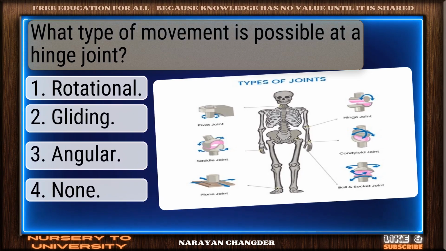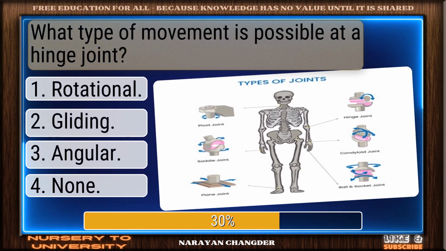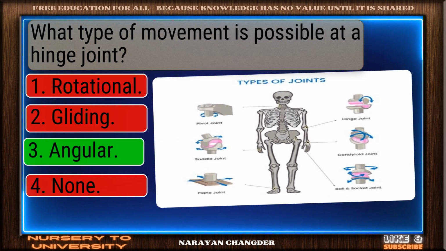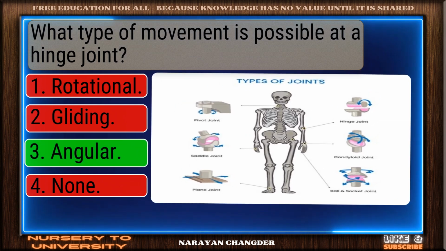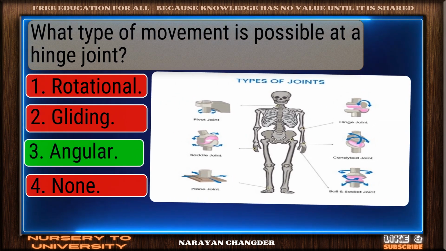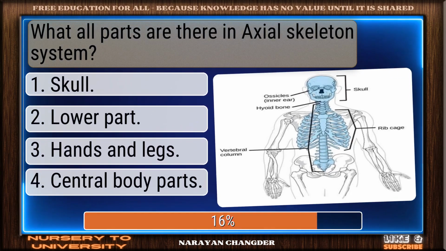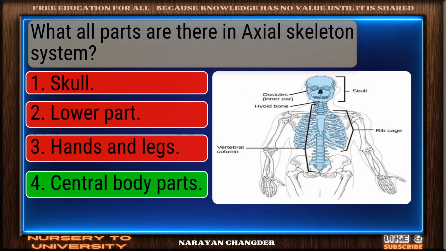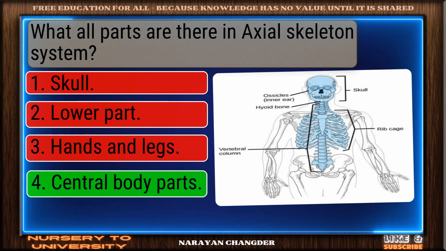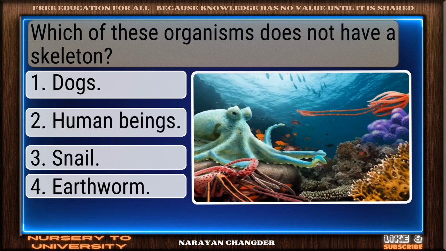What type of movement is possible at a hinge joint? Good thinking. Angular is the right answer. What all parts are there in the axial skeleton system? Solid response. Central body parts is a valid choice.